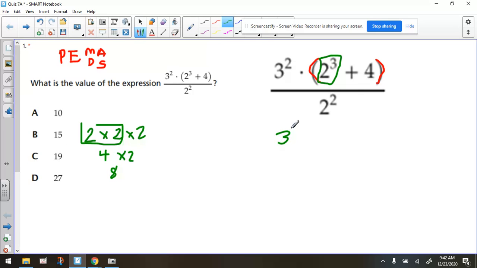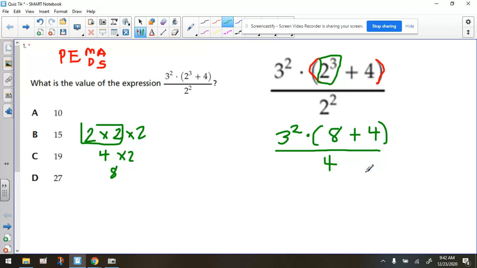So we're going to rethink this as 8 and rewrite everything that's left. So we have 3 squared. This dot means times. And then we just simplified that and got 8. And now we have plus 4. And then we have to divide that. That's what this bar means. Divide that by 2 squared, which is easy enough. That's mental math. That means 2 times 2, or 2 is a factor twice, which would be 4.